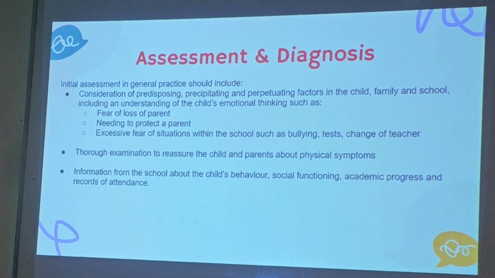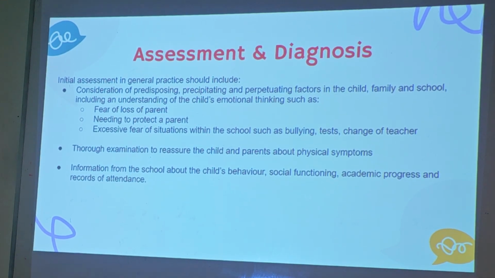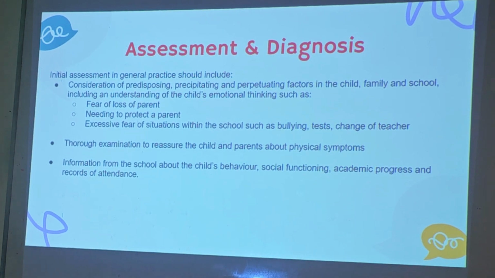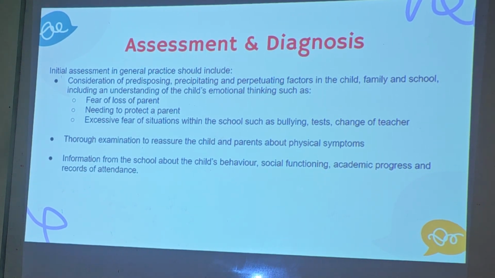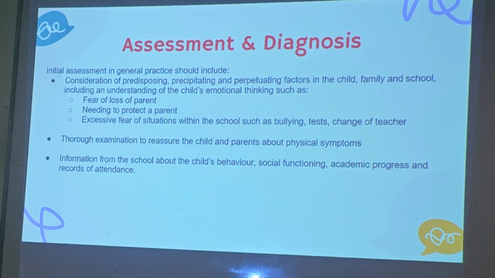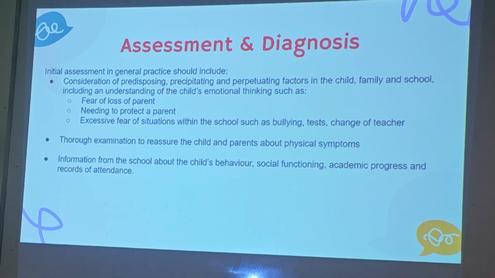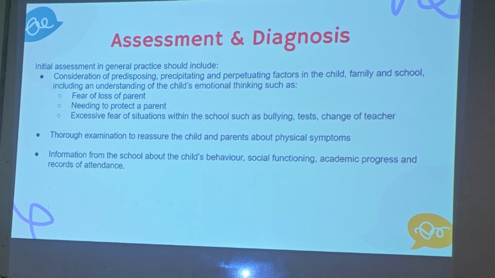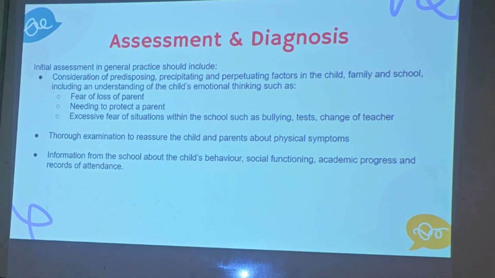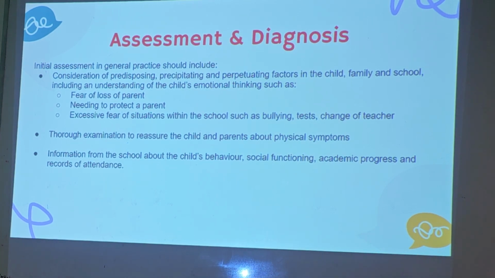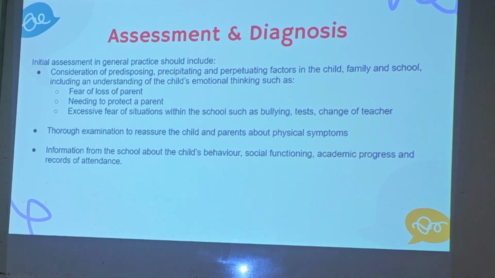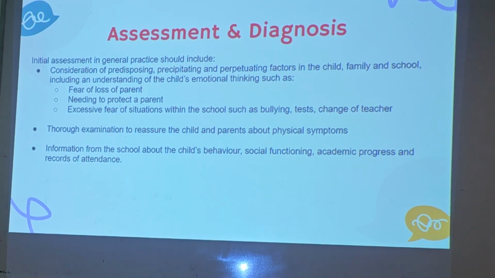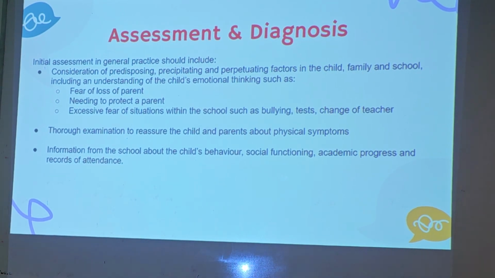For the assessment and diagnosis of school refusal, in general practice we should consider all the precipitating and perpetuating factors in the child, family, and school. This includes an understanding of the child's emotions, such as fear of loss of a parent, needing to protect a parent, excessive fear of situations within the school, such as bullying. We also need to keep in mind if there have been any changes of teacher, or if the teacher and the class environment are not appropriate for the child, or the child has a problem with it.